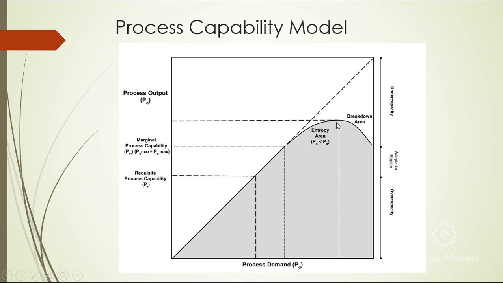So we keep going here until a point in which the team can no longer continue at a high output. And this is the breakdown area. The breakdown area is the point where the team begins to break down. People leave, systems and machines break down.